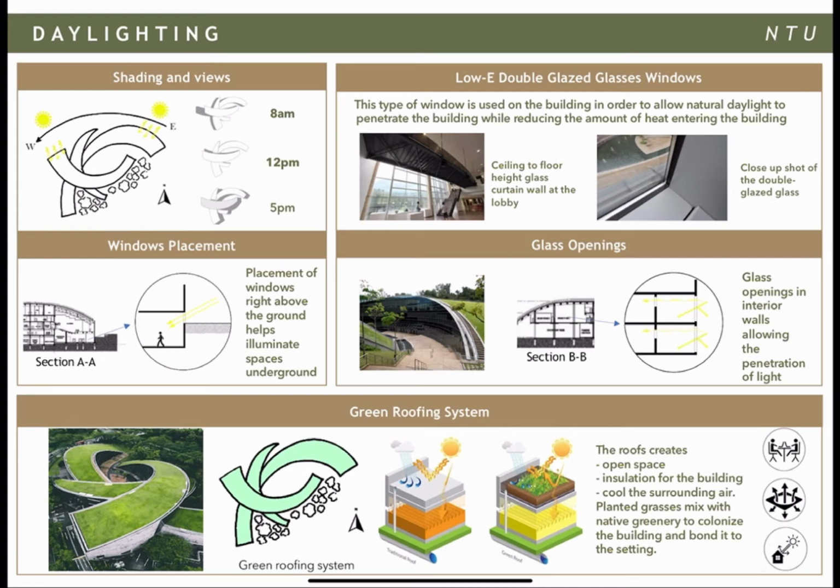The placement of the windows right above the ground helps illuminate the space underground, and the glass openings in the interior walls allow the penetration of light. The green roof system is also a main feature in this building. The roof creates open space, insulates the building, and cools the surrounding air, with planted grass mixed with native greenery to colonize the building and bond it to the setting.